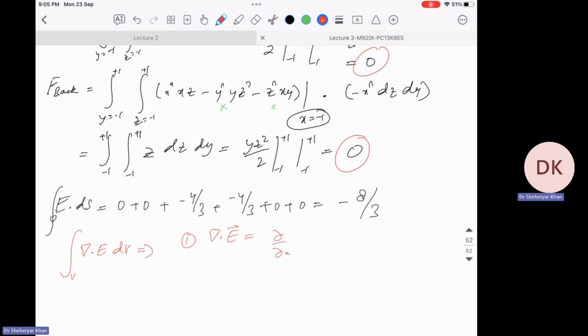What is Ex? Ex is xz. What is Ey? Ey is y z square. And so derivative with respect to x is z and z square and 0. Okay. So that's our divergence. Now plug this divergence in this formula.